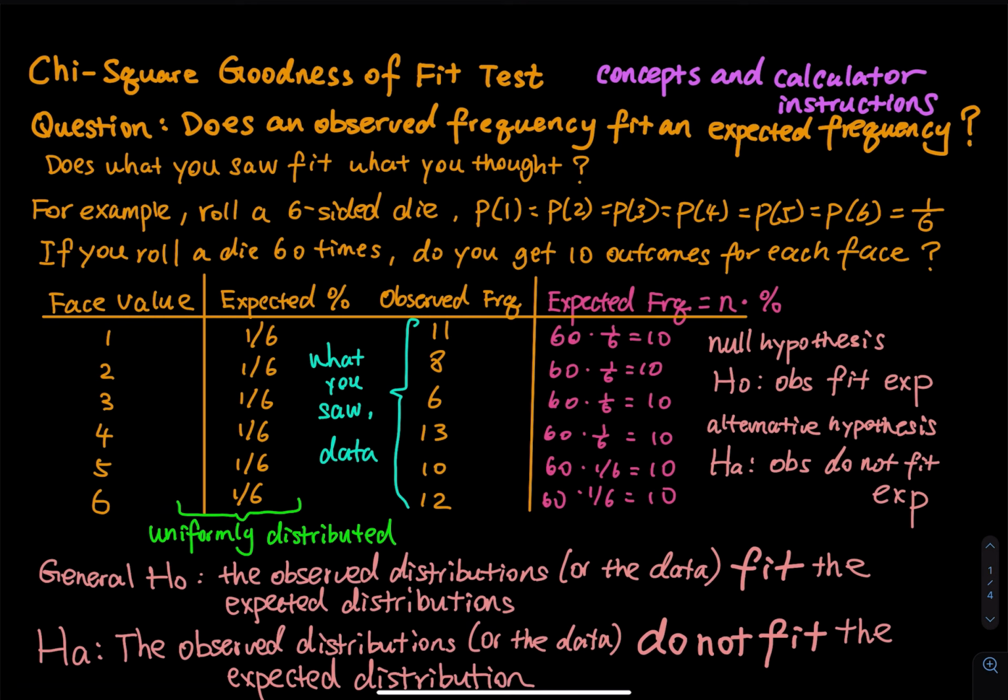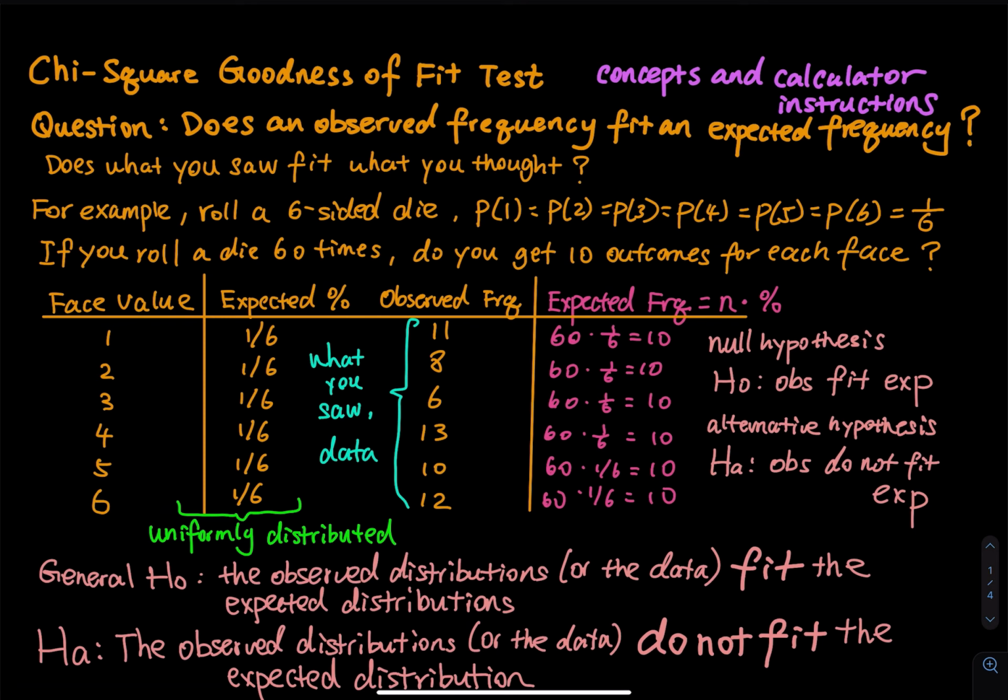If you roll a die 600 times, then that will be 600 times 1 over 6 for each face value. If you roll a die 1 million times, that means you have to take 1 million times 1 over 6 for each face value.